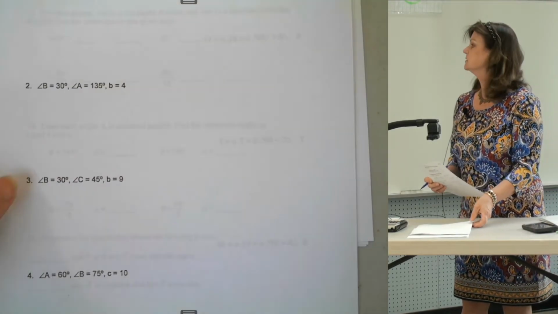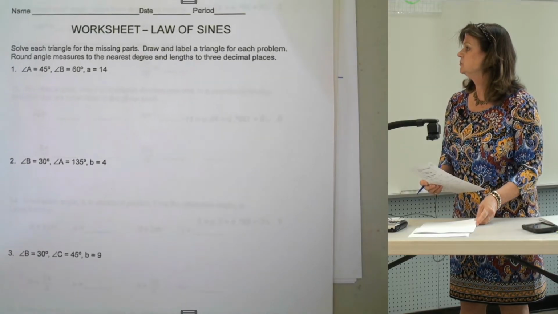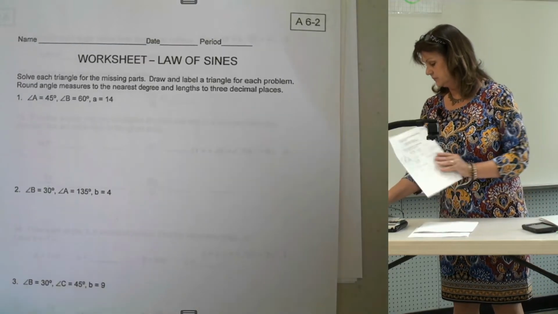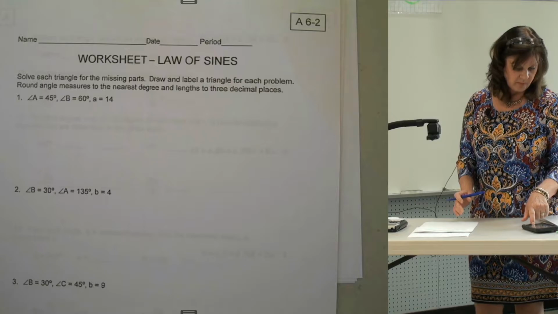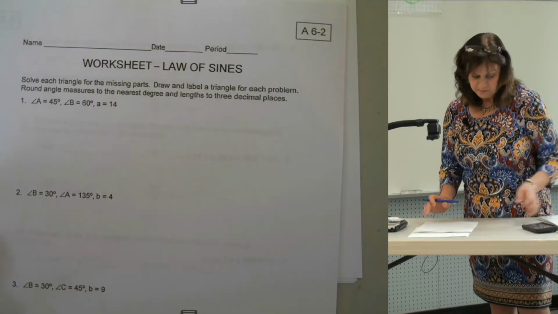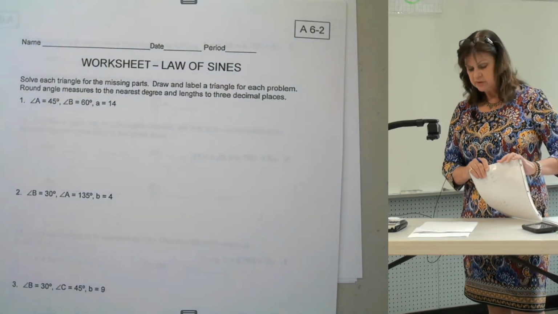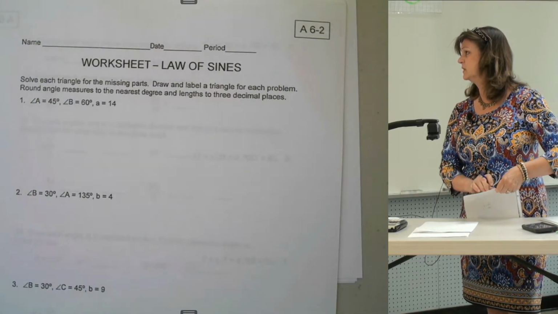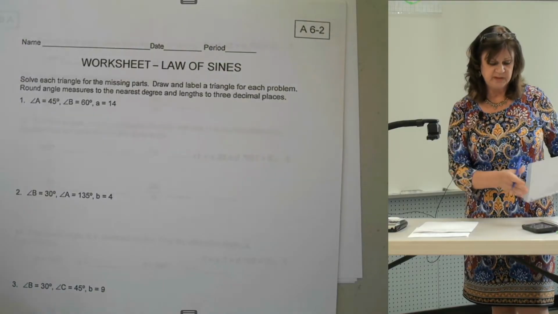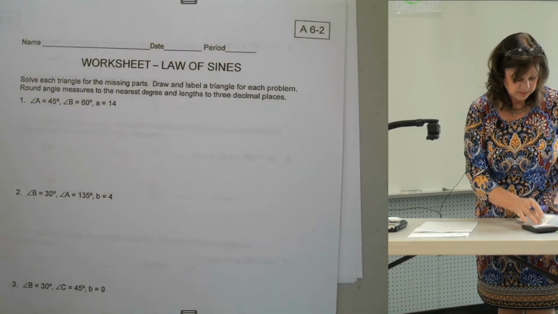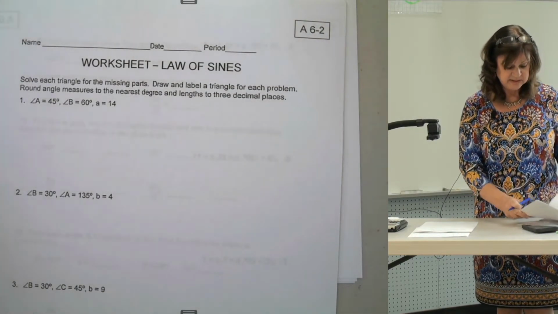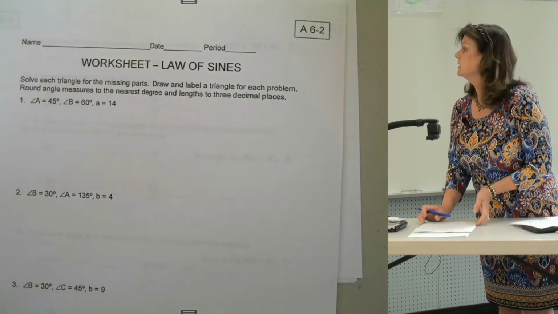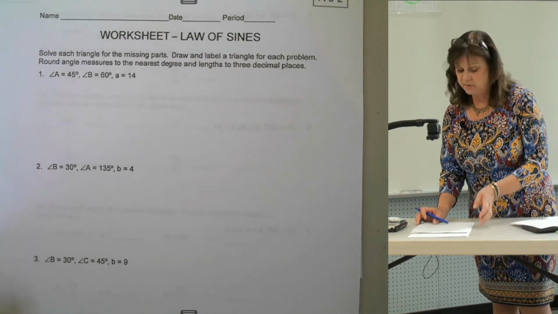Which will look like this. A62 worksheet, laws of sines. All right. Solve each triangle for missing parts. Draw and label the triangle. I can't impress upon you enough how important that is. It's just easy to get lost. And when we start mixing laws of cosines in with this, it's really easy to get lost. And of course, always 3 decimal places.